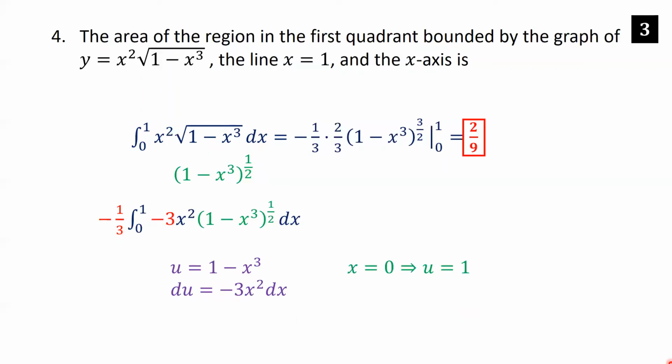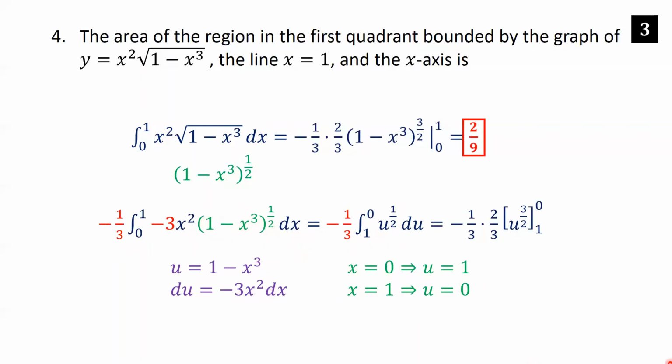Okay. Now for the limits, if x is 0, then u is 1 minus 0 cubed, which is 1. And if x is 1, then u is 1 minus 1 cubed, which is 0. So we could go ahead and change those limits. All right, so the 0 becomes a 1, the 1 becomes a 0. And then over here, negative 3x squared dx is just du, and 1 minus x cubed is u, so this is u to the half.